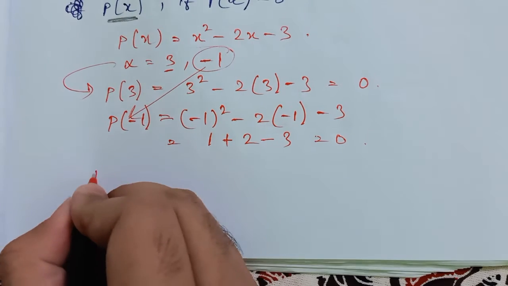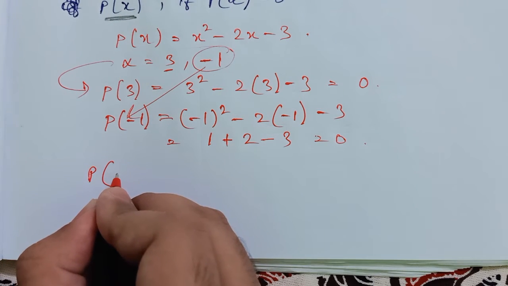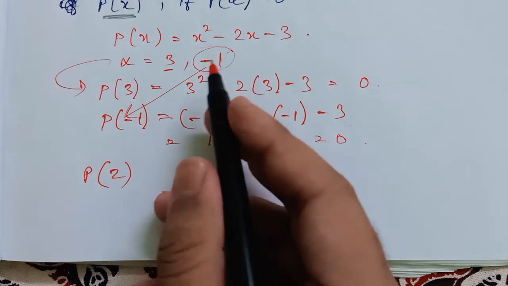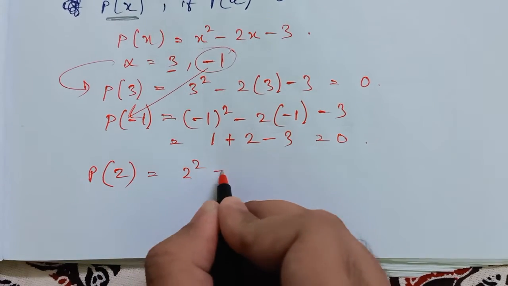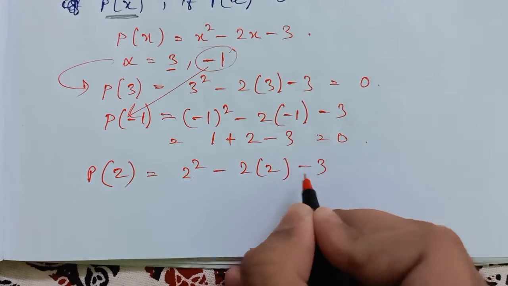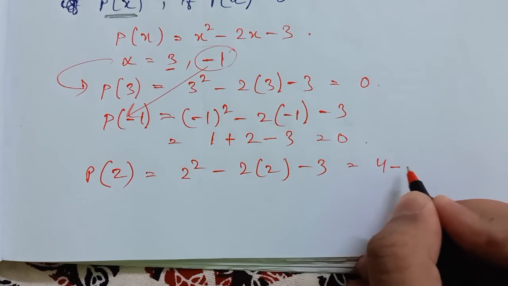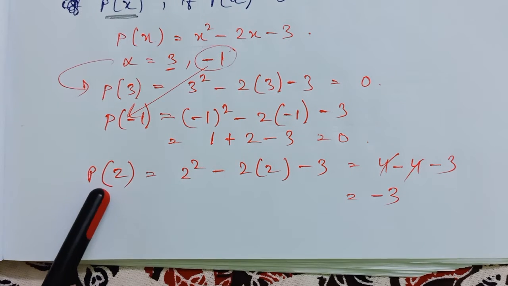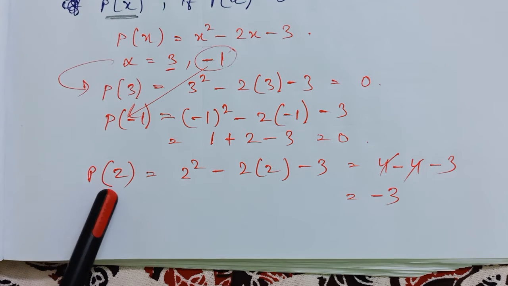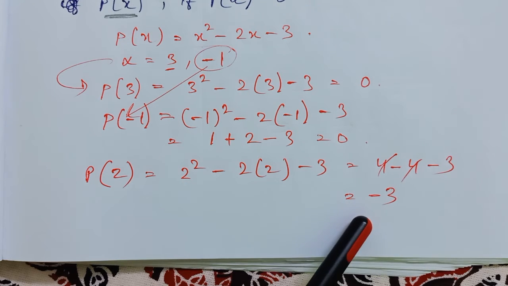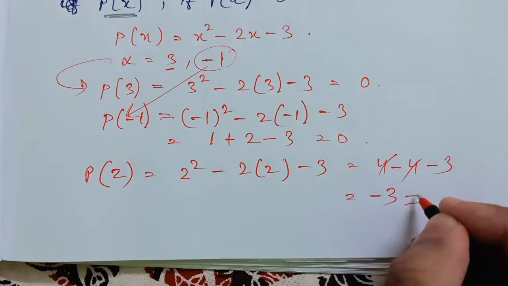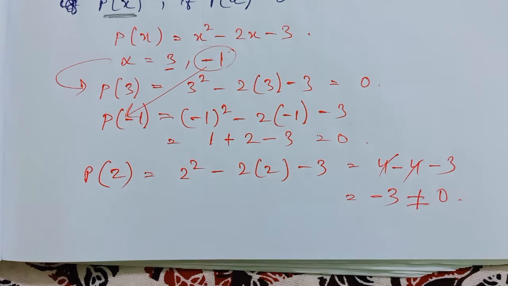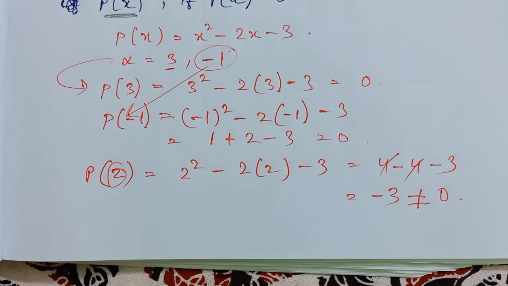So let me take another one. Let us say you put 2 in place of x. So it will be 2 square minus 2 into 2 minus 3. So it will be 4 minus 4 minus 3. So you are getting minus 3. If you are taking 2 in place of x, you are getting minus 3, which is not equal to 0. So you can say that 2 is not a zero of this polynomial p(x), right? I hope the concept of zero is clear.